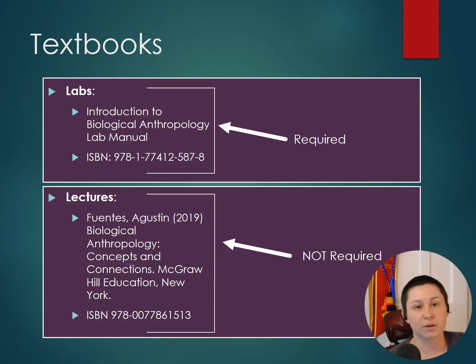So textbooks, there's only one textbook required for this course. That is Introduction to Biological Anthropology, the lab manual. So you don't need the actual textbook. It's recommended, but it's not required. And the reason for that is because I'm putting the content from the textbook, plus any additional relevant information, into these lecture slides. So you don't necessarily need the textbook, because all of the information you need to know and that's important is going to be in these lecture slides, the handouts, and in the flashcards.